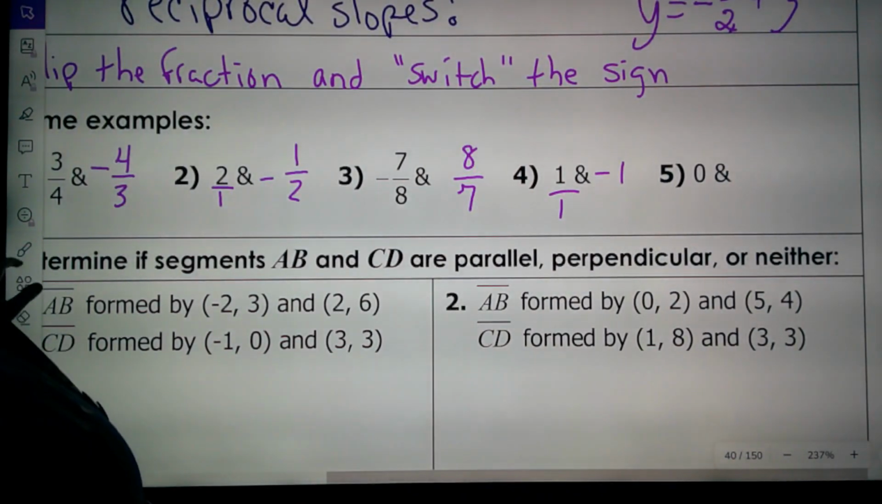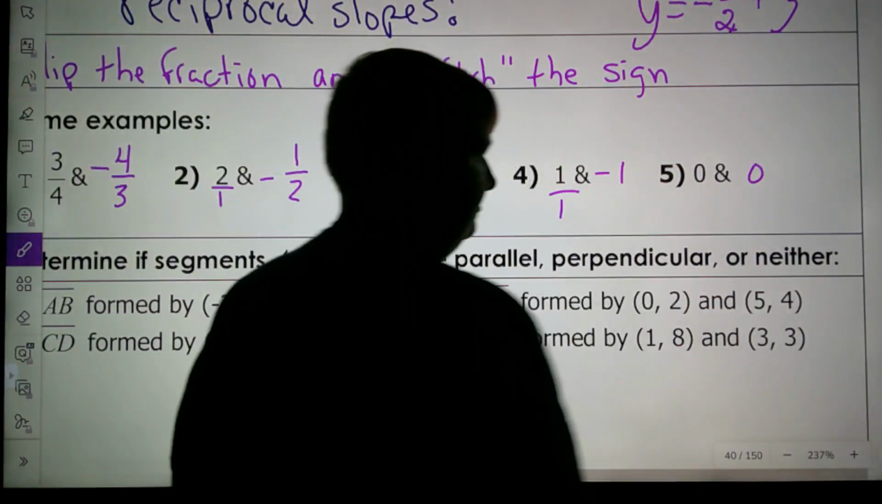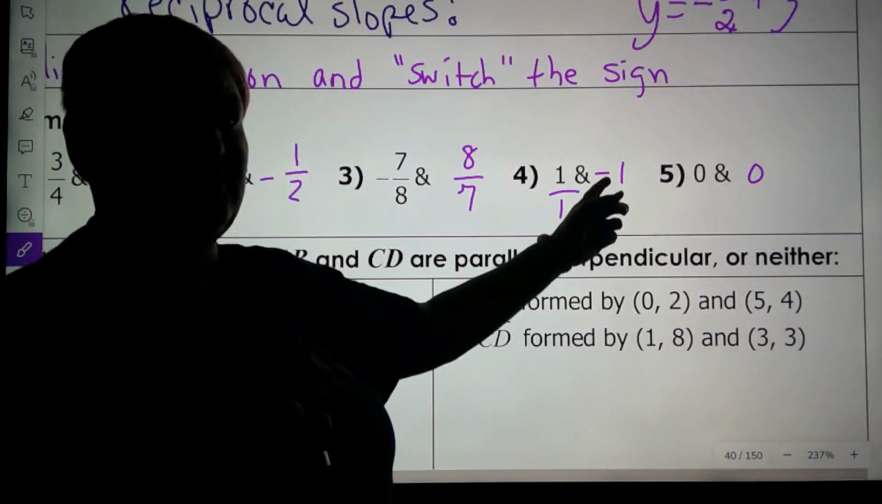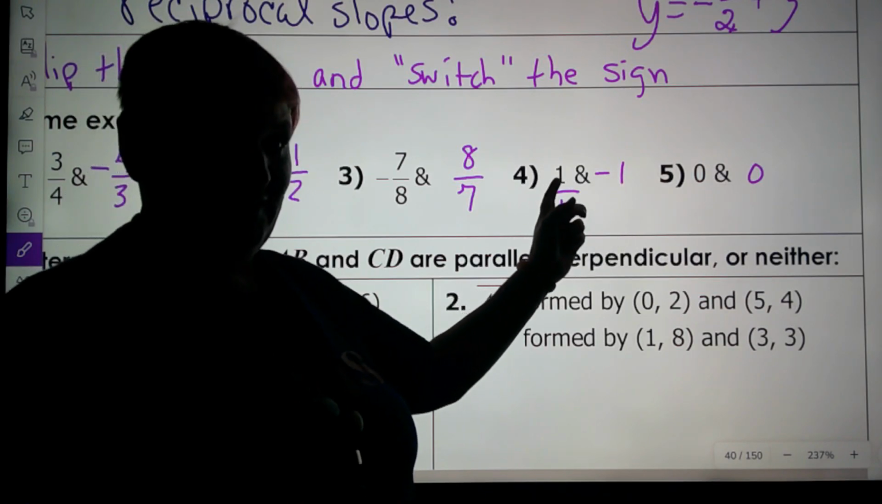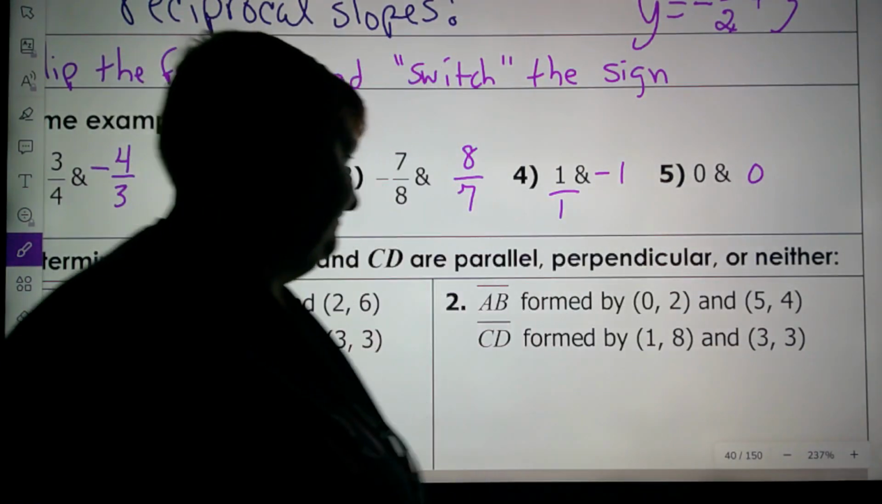And 0 flipped in sign is still just 0. Don't let it trip you. The negative reciprocal of 1 is negative 1. The negative reciprocal of negative 1 is 1. And the negative reciprocal of 0 is 0, and vice versa.